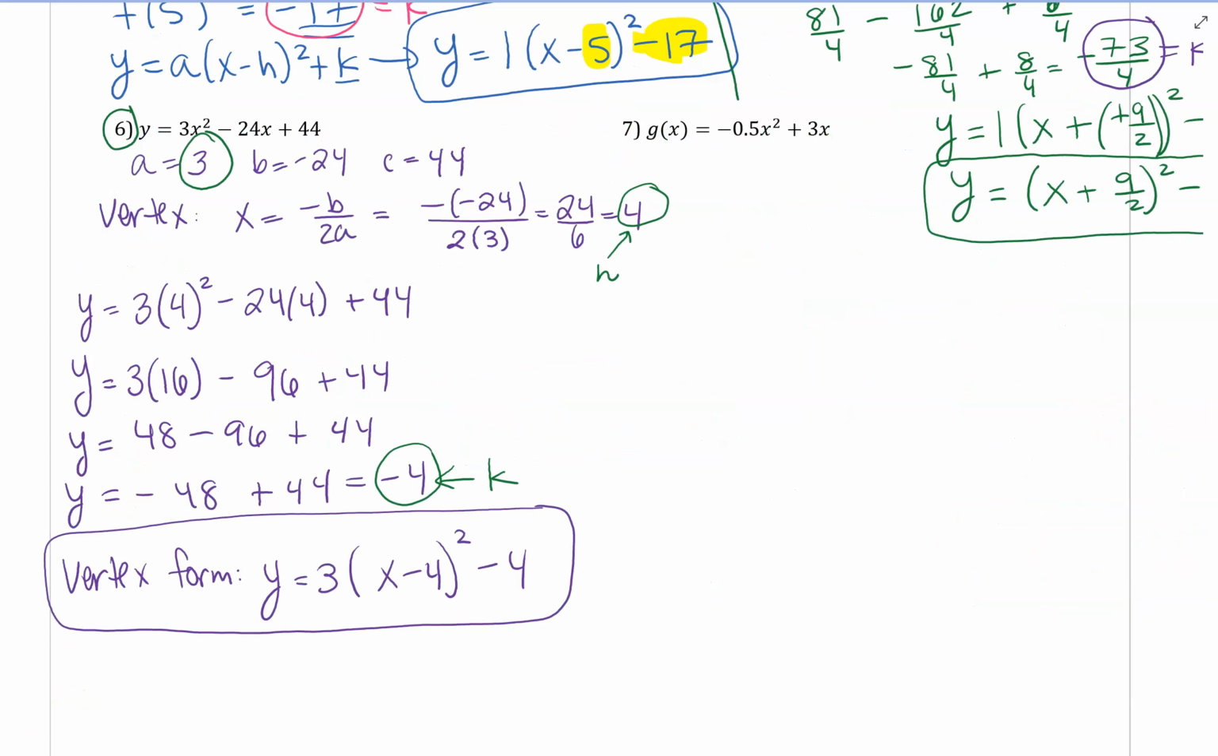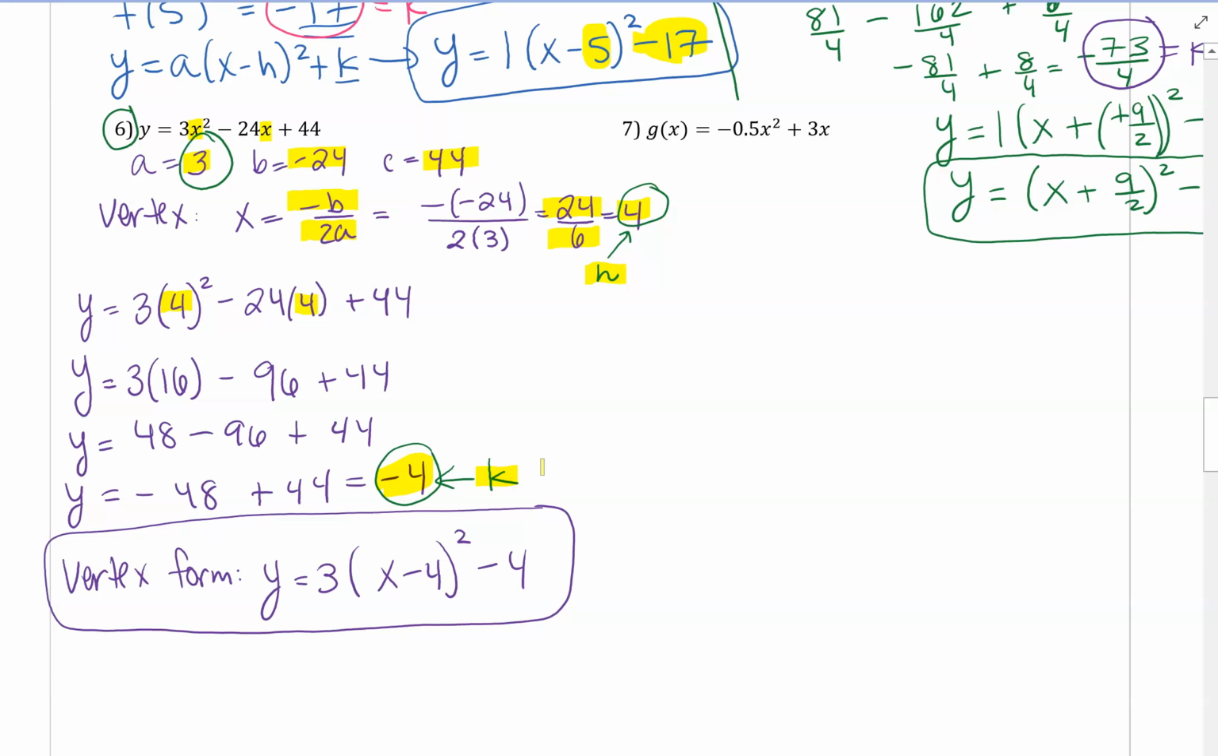Okay, so for this one, it started off in standard form with an a value of 3, a b value of negative 24, and a c value of 44. So to start, we want to find the h value of our vertex, which is the x coordinate. We can do that by evaluating negative b over 2a, which ended up being 24 over 6, which ended up being 4. I then take that 4 and substitute it in my equation for x to get y. So I ended up with 3 times 16 minus 96 plus 44. That all ended up equaling negative 4. That's the y value of my vertex, or k.